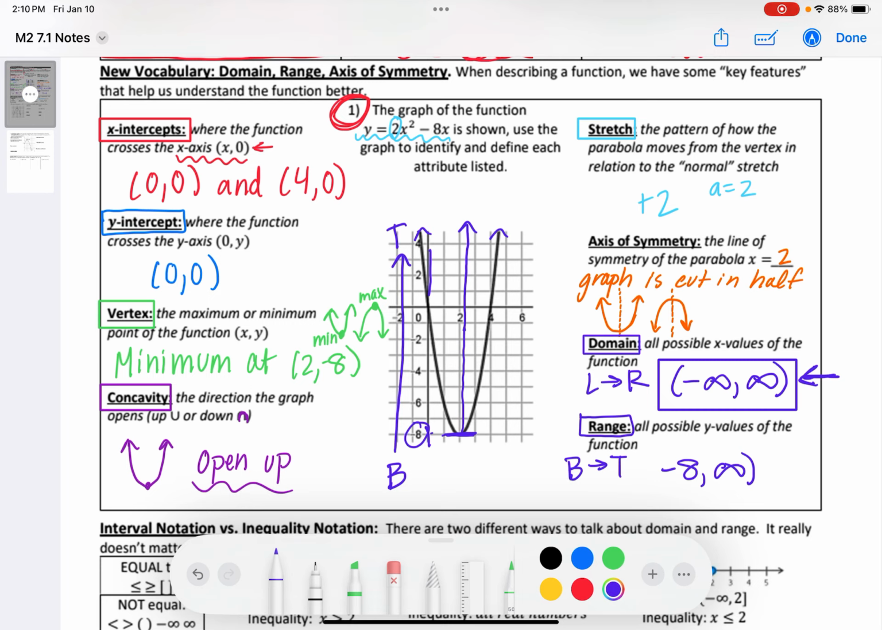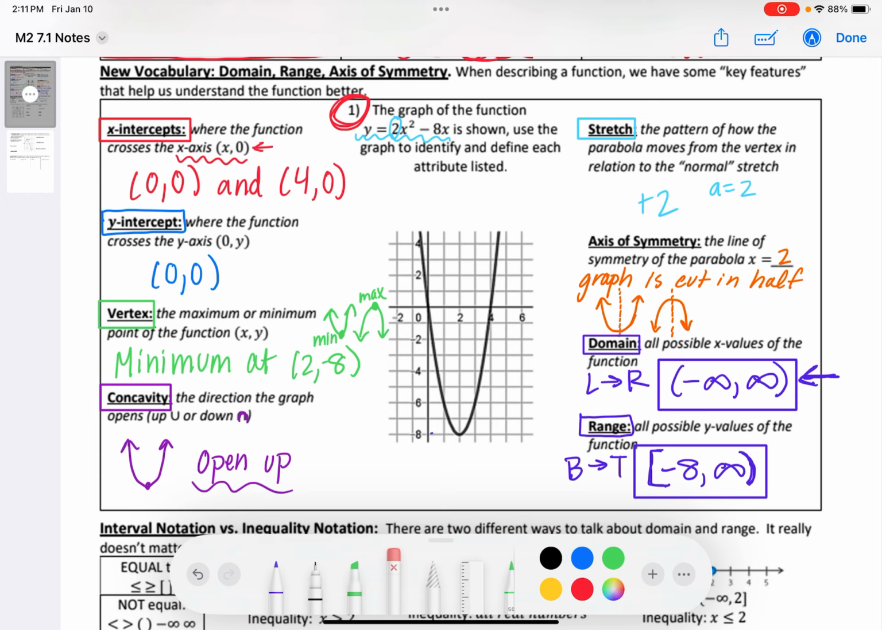You always use the -8. If that's where it starts, we always use a bracket. We use a bracket to where it starts. I use parentheses here because it never stops. Infinity never stops. It goes on and on and on forever. But I use a bracket to show that it definitely starts or stops at this number. So this is my correct notation for this guy. Okay, so those are all of our parts of features of a function.